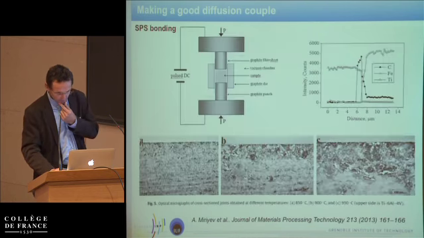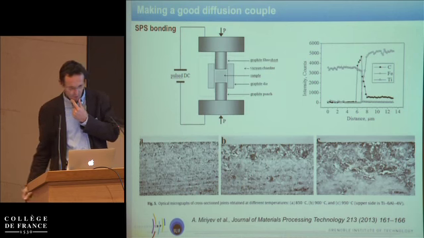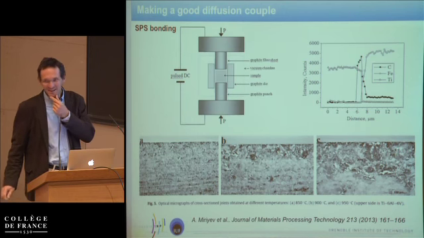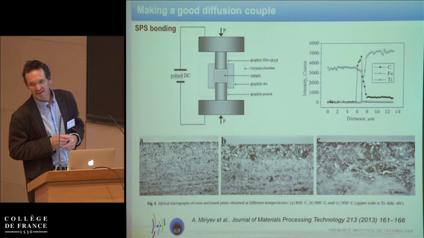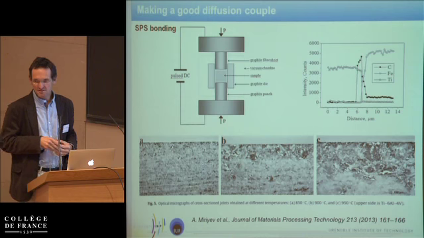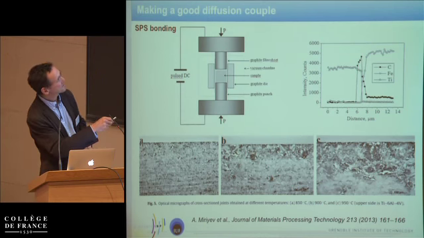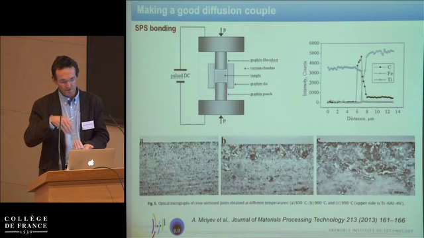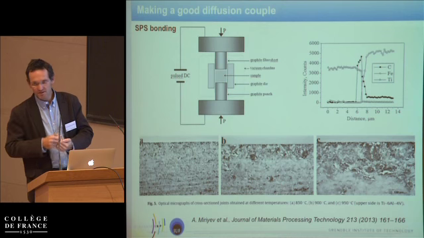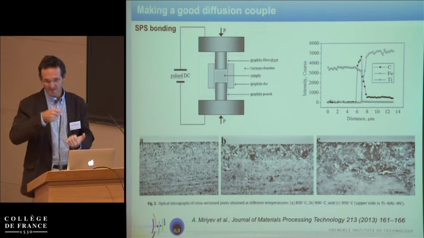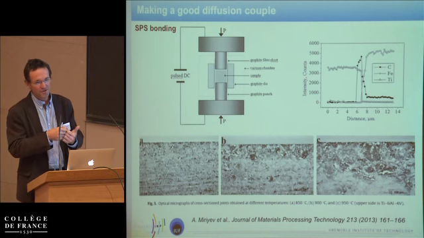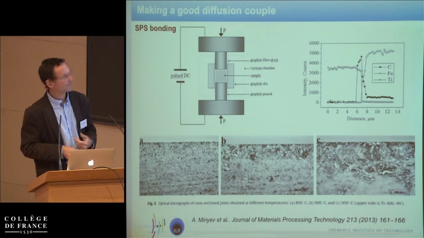There are still many other processes, but one that seems to be developing quite a lot, and maybe Damien Fabrègue will talk about it, I don't know, is spark plasma sintering. Spark plasma sintering is a plasma-enhanced sintering technique where with a pulsed current you can increase the sintering kinetics very much. You can do that on bulk materials and get solid state bonding with diffusion lengths which are much larger than what you would expect from standard diffusion.